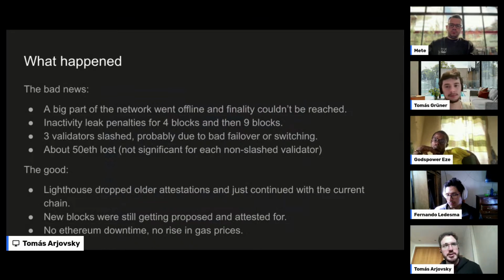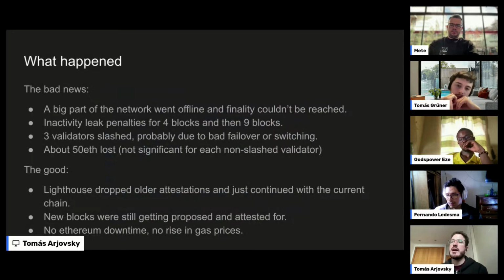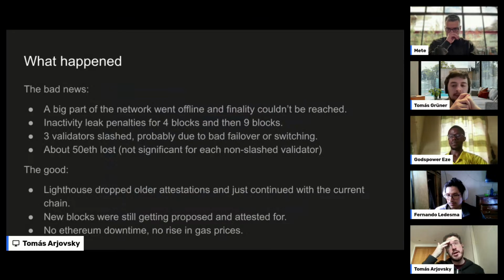The good news is that Lighthouse was working correctly through all of this. They basically dropped all their attestations and just continued with the current chain. And that means that the chain was able to go forward as if nothing happened. Like people were being able to interact with the chain. The problem here was finality. This was not network downtime, which is amazing. Like even with this gigantic issue, Ethereum still kept working.